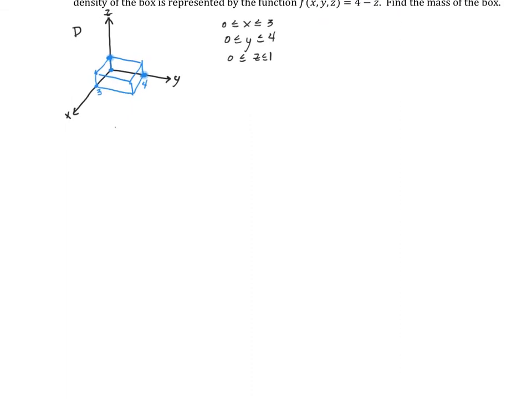Okay, so our mass. I'll use the usual order where the outer is going to be with respect to x. So x is going to go from 0 to 3, and then I'll do y for the middle, 0 to 4. Z is going to go from 0 to 1. My integrand is my w function, 4 minus z. And then the order is going to be dz, dy, dx. Again, I can change the order around since I have all constant limits of integration, but I'll leave it in this order.